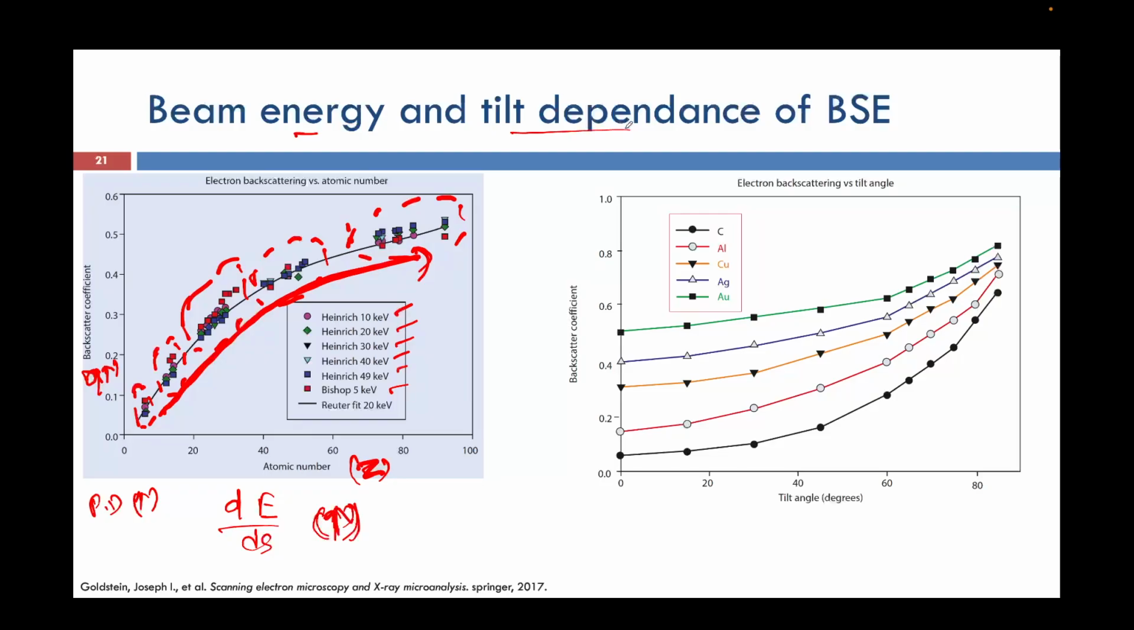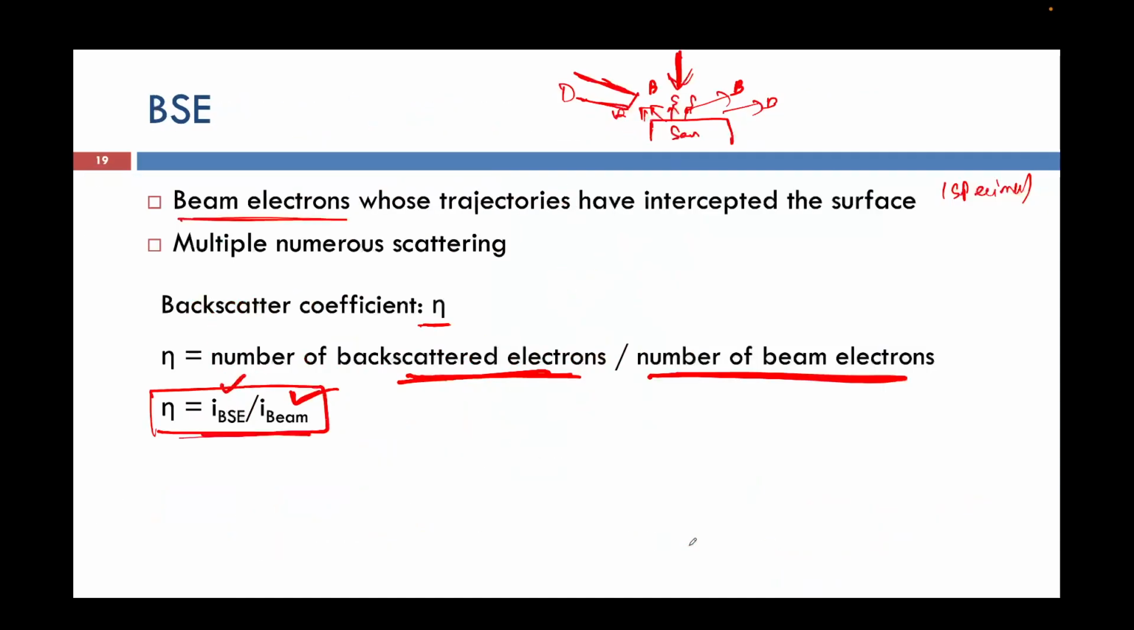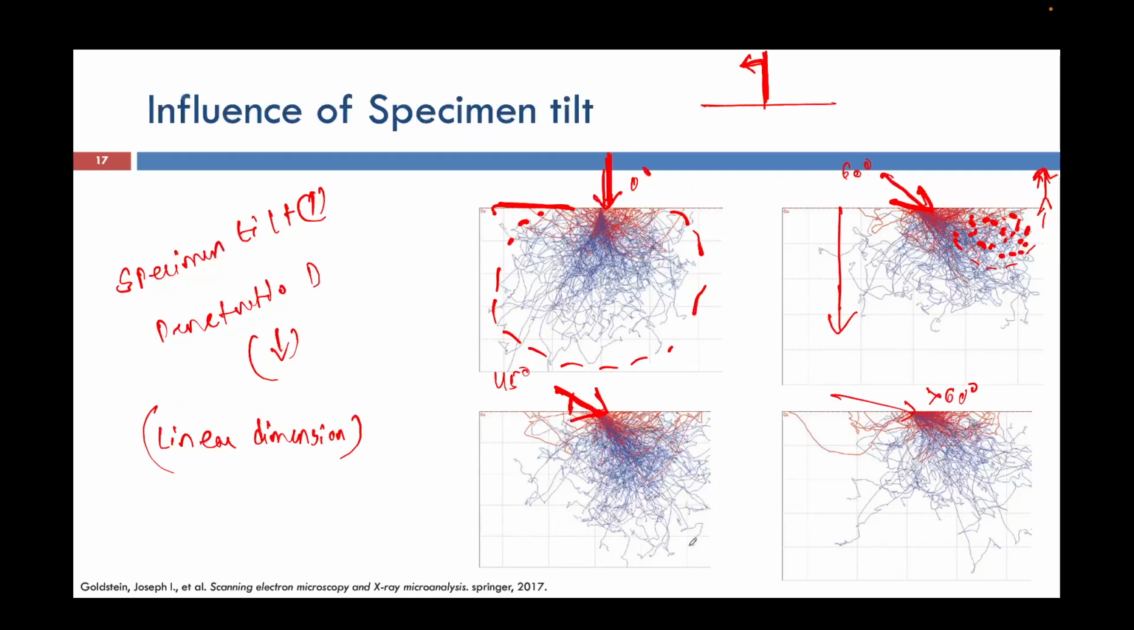But there is tilt dependence. Let's say these are the different materials I have taken. This is my backscatter coefficient, and tilt means the angle, like earlier I told you 0 degree, 45 degree, 60 degree. When my tilt angle increases, my backscattering coefficient also increases. Let's say there are lots of atoms here.